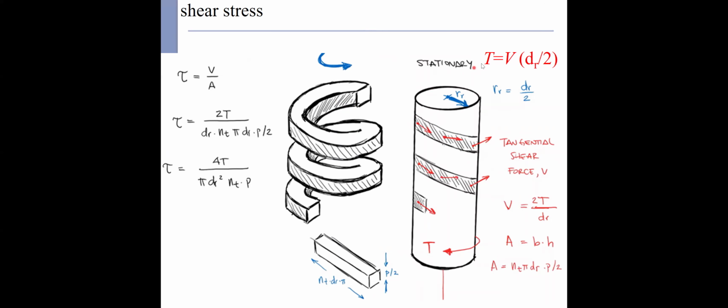The torque equals V times the radius, where V is the tangential shear force. We can rearrange it to get the shear force equals 2T over dr.